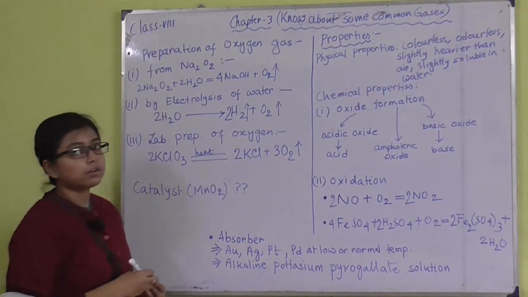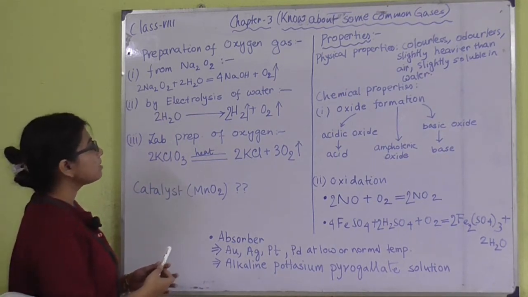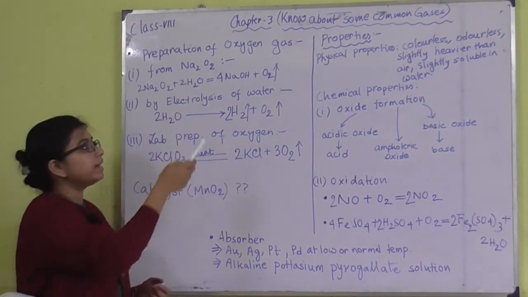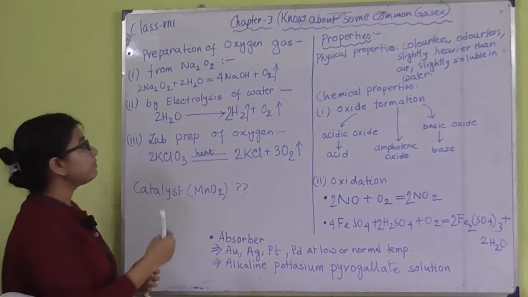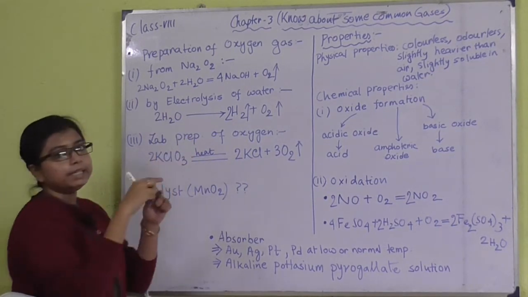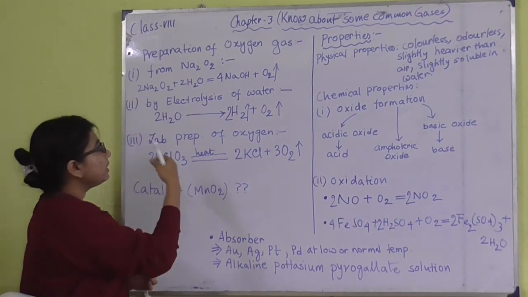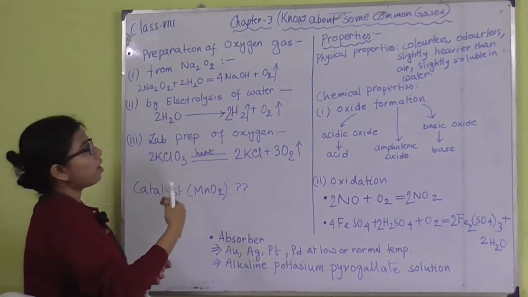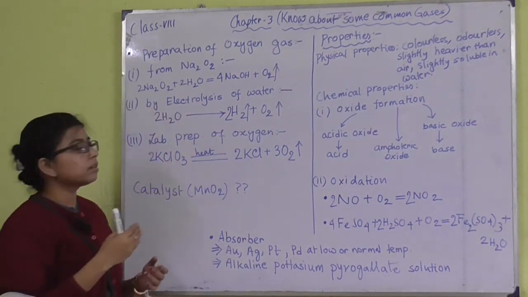How we can prepare oxygen gas? We have several processes to prepare this gas. If we use sodium peroxide, that is Na2O2, we can produce oxygen gas with sodium peroxide. How we can prepare? We need a container where we keep sodium peroxide, and then we have to add water drop wise. Okay, drop by drop we have to add water over this peroxide compound.